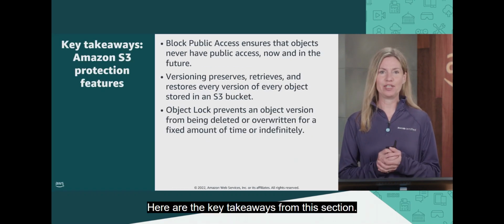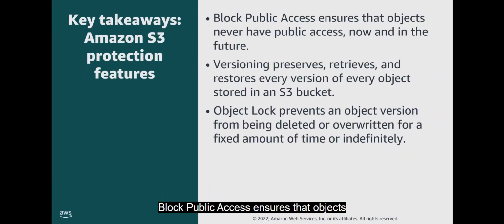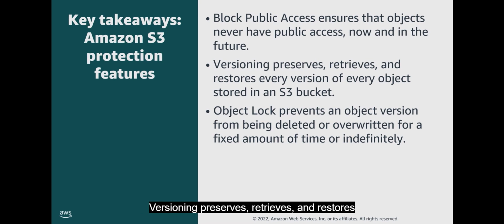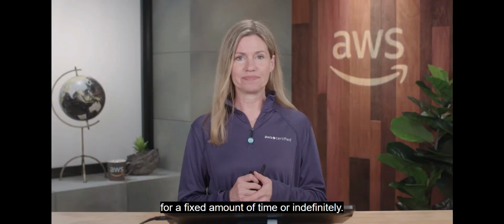Here are the key takeaways from this section. Block public access ensures that objects never have public access now and in the future. Versioning preserves, retrieves, and restores every version of every object stored in an S3 bucket. And finally, object lock prevents an object version from being deleted or overwritten for a fixed amount of time or indefinitely. Thanks for watching.